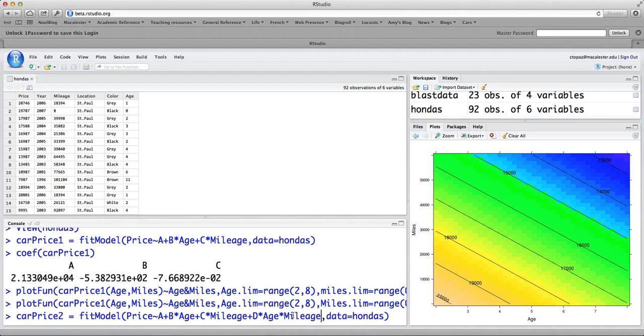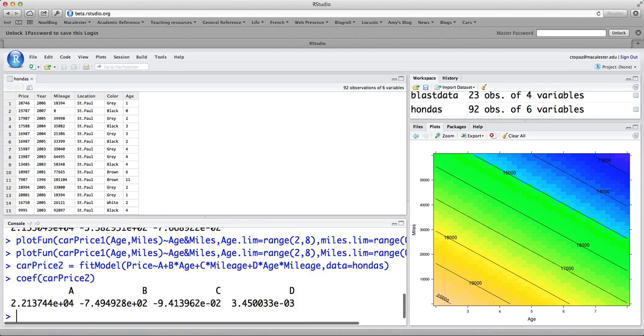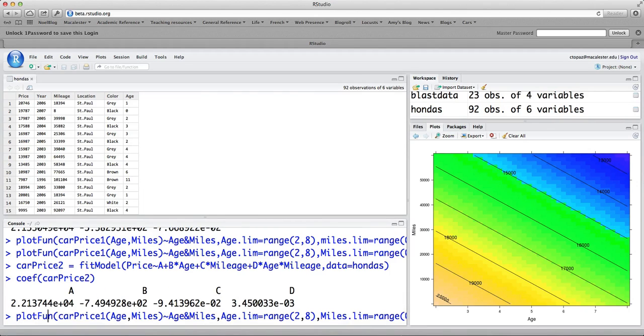So we can go ahead and run that command. If you're interested, you can look at the coefficients. They look something like this. And of course, we can go ahead once more and plot what this looks like. So I'll arrow up to get my old plotFun command. Now we would like to do carPrice2 as a function of age and miles.